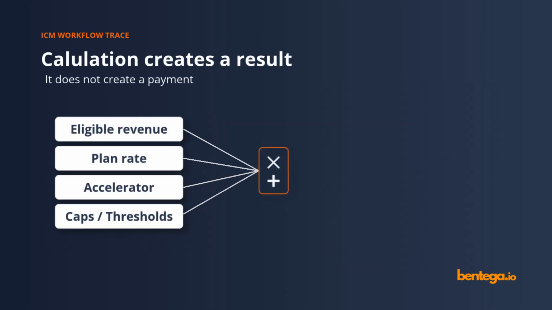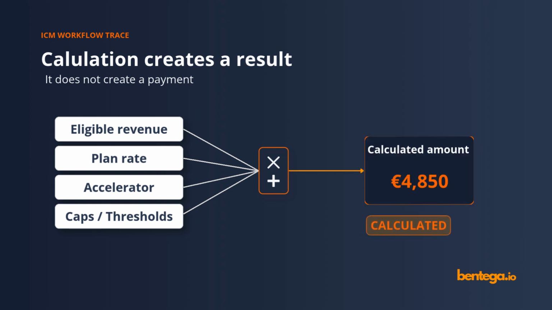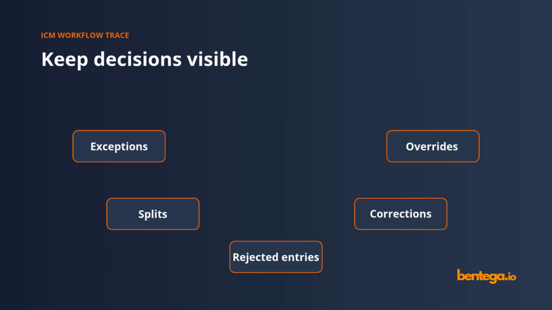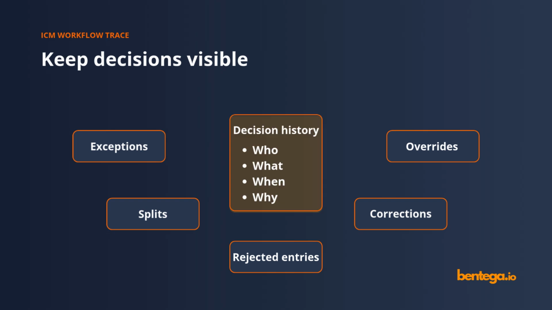This is where many spreadsheet processes appear to finish. But a calculated amount is not automatically approved, accrued or paid. Exceptions, splits, rejected entries, corrections and overrides may still need to be reviewed. Those decisions should be visible alongside the result rather than silently replacing its history.